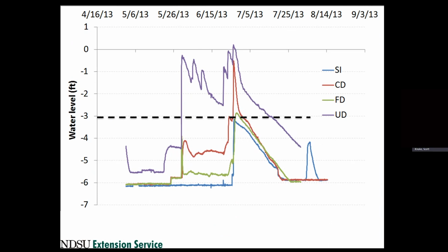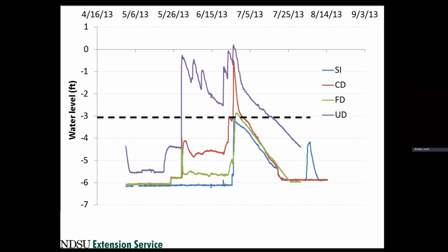So this is actual data. We've been monitoring tile fields. These are in the Red River Valley. I think it would be the same up here. And we have these observation wells. This is just an example from 2013. And the spring of 2013 was really wet.